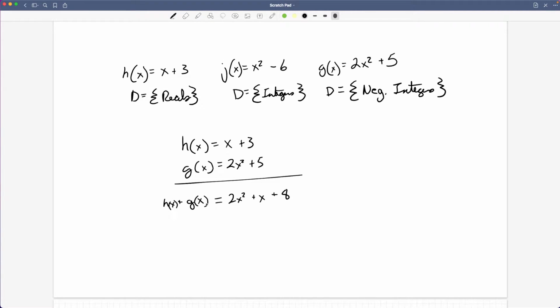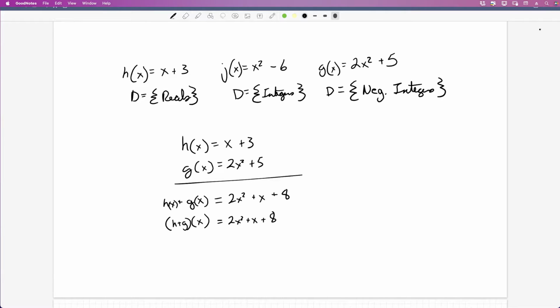So I can also make this a little bit more succinct. Remember when we would do those factoring of the grouped items? We can do the same thing here. We can say h plus g times x. So h plus g of x is equal to 2x squared plus x plus 8. So if I say h plus g of x, then I know which function I am referring to. I'm referring to the addition of these two functions together.